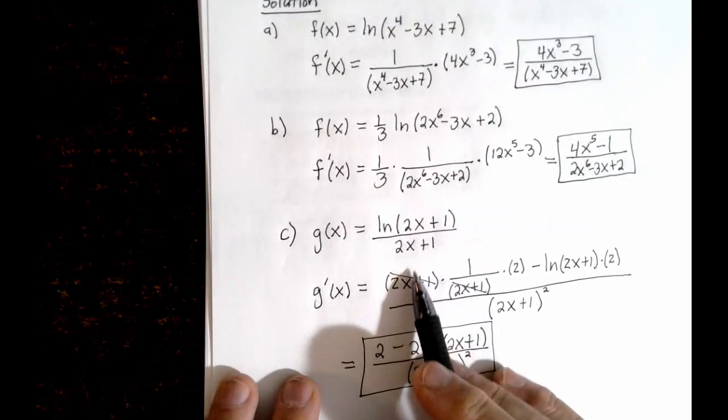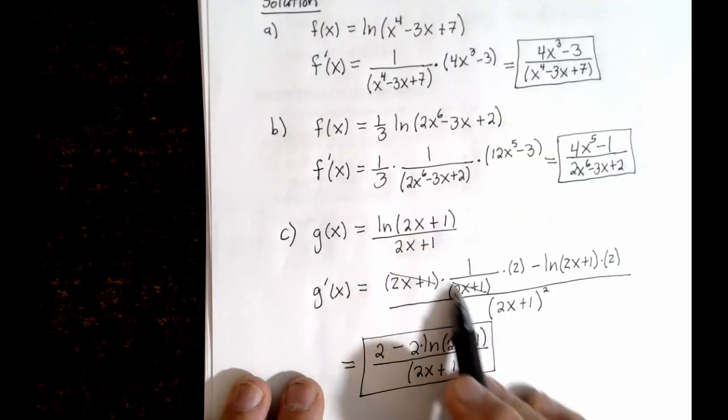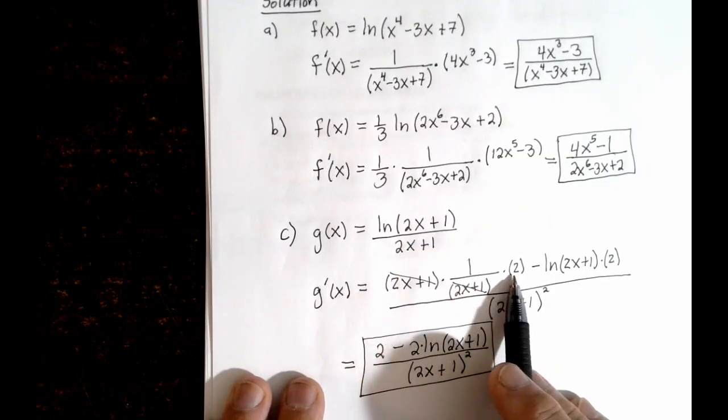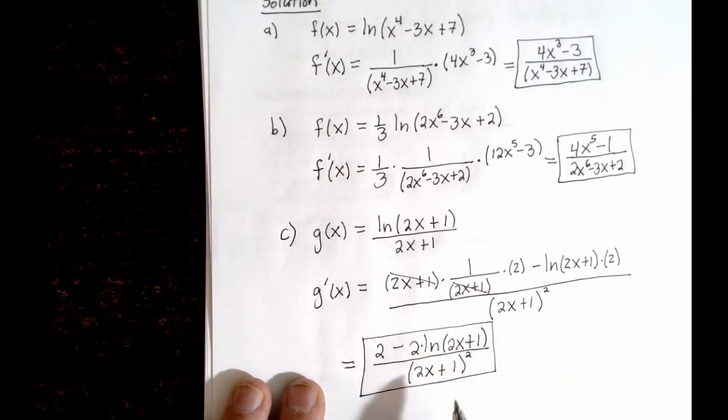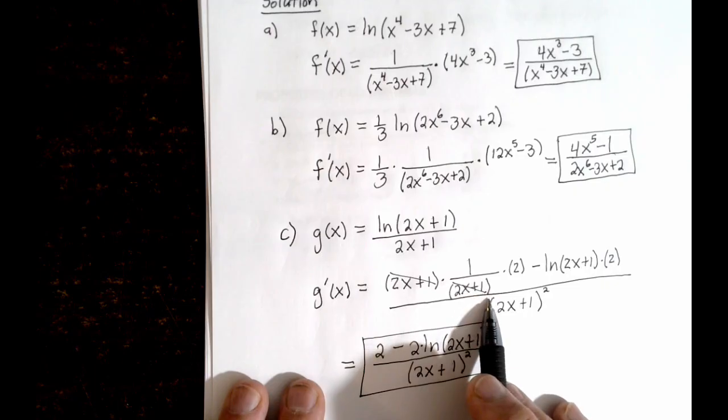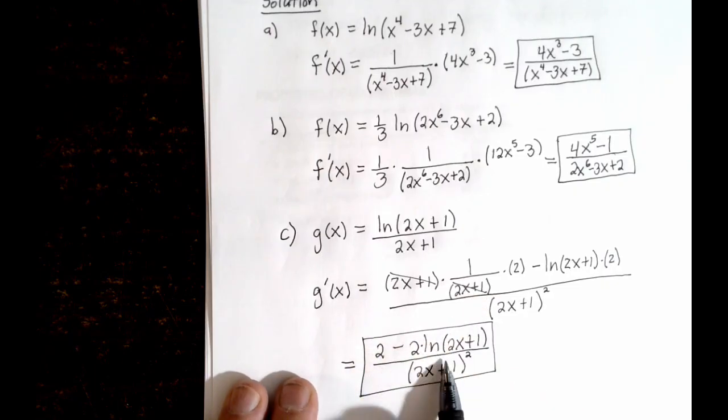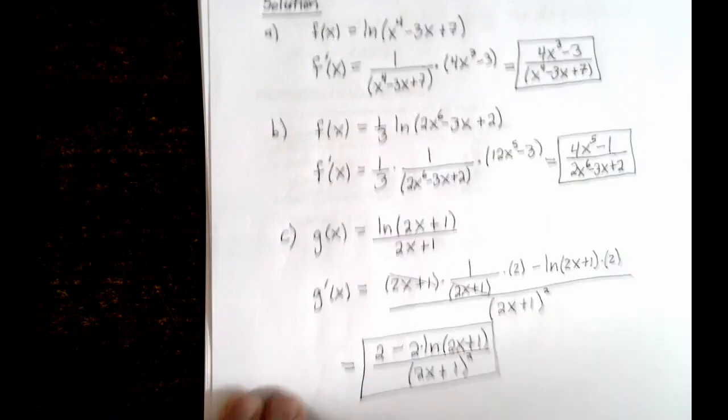On this one, we're going to use the quotient rule, so you get the bottom times the derivative of the top, which is 2, minus the top times the derivative of the bottom, over the bottom squared. Now you can cancel your 2x plus 1's. You're left with just 2 and this here all over that squared.